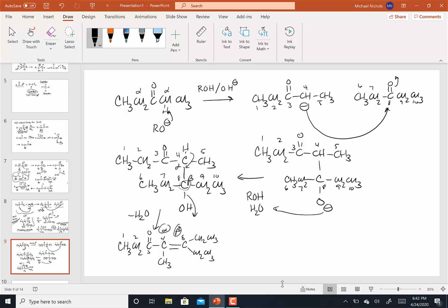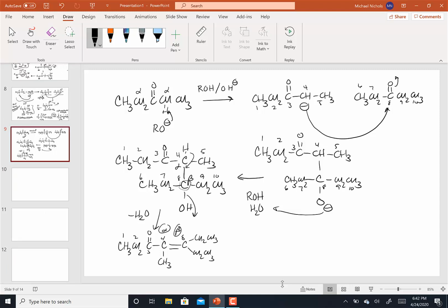So that's an aldol condensation, a self-aldol condensation with a ketone. And again, aldol can be used for either ketones or aldehydes. It doesn't have to be one, or it doesn't specifically refer to aldehydes. Okay, so that's a self-aldol condensation reaction.